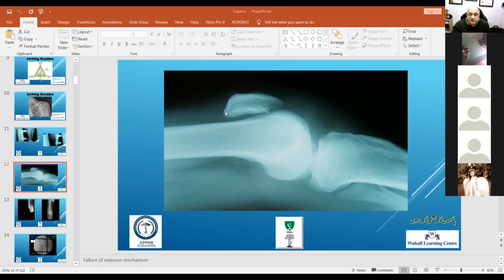So what's the other? You can draw a line from here to here, measure that distance and measure this distance. Two lines, the Insall-Salvati ratio, I think. Yeah, so it's the Insall-Salvati ratio, from here to here, and it tells you it's a high patella, isn't it? So if this person was playing football and came to A&E with this, what do you think is wrong?